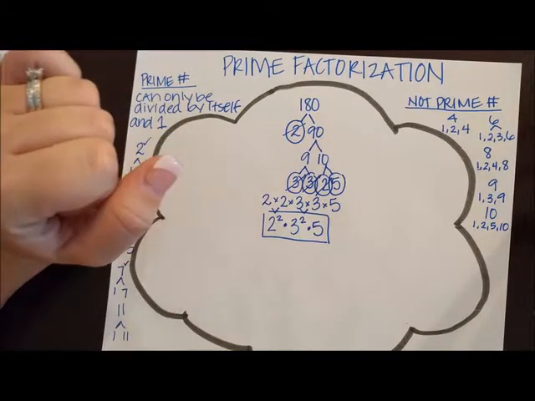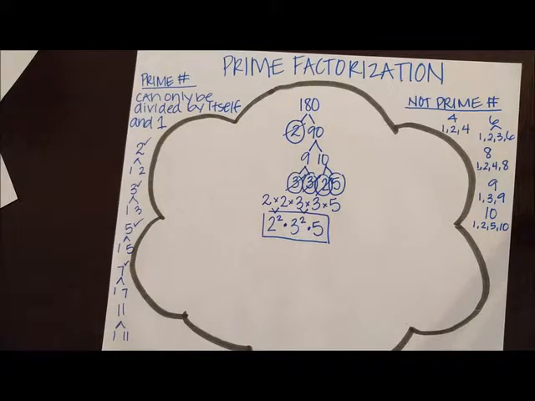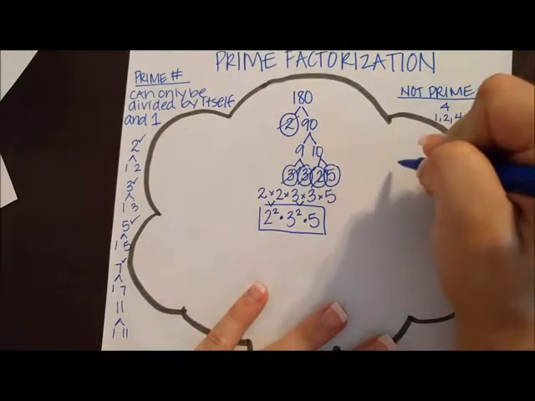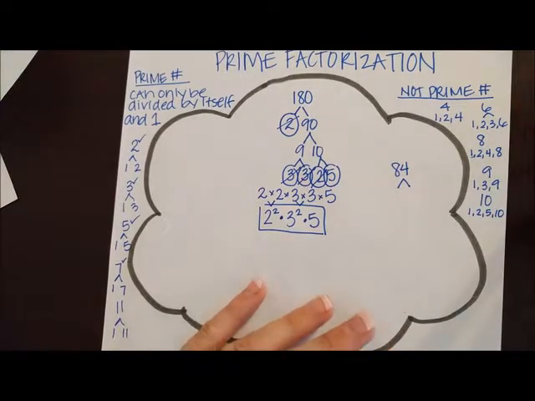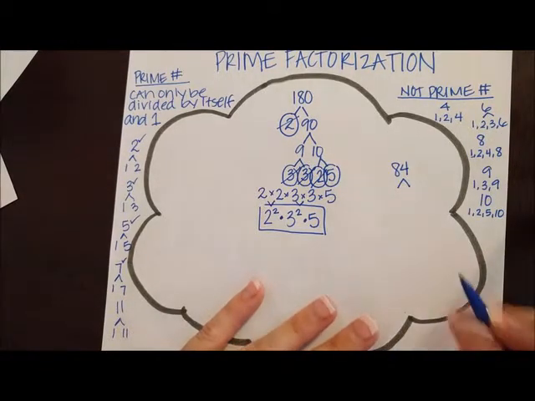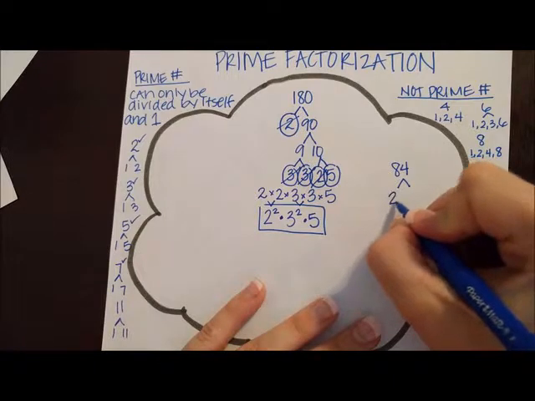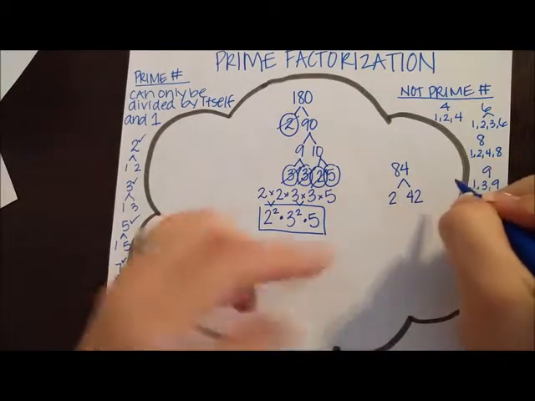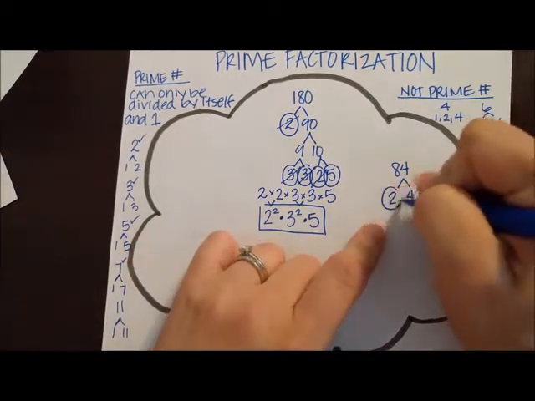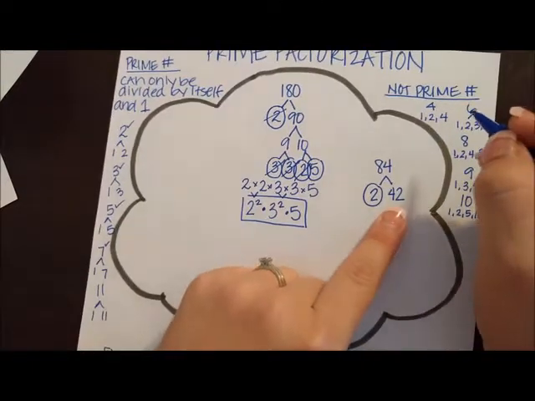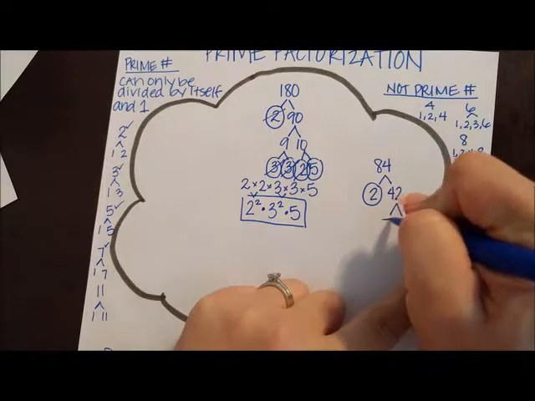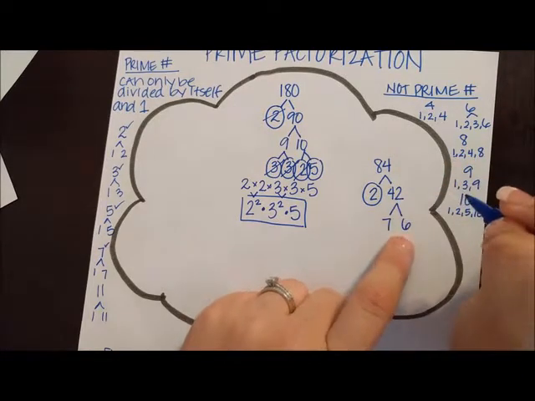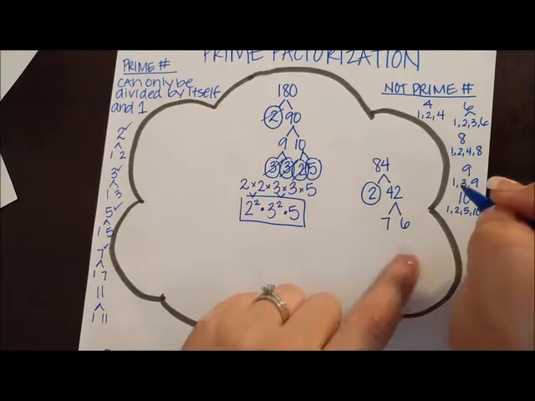Let's do some more. Let's do 2 more practice problems. Let's try 84. What 2 numbers multiply together to get 84? Off the top of my head, I can think of 2 and 42. I know 2 is a prime number, so I'm going to circle it. Now let's go to 42. 42 is not prime. I know I can break that down into 7 and 6. 7 times 6 gets me 42.